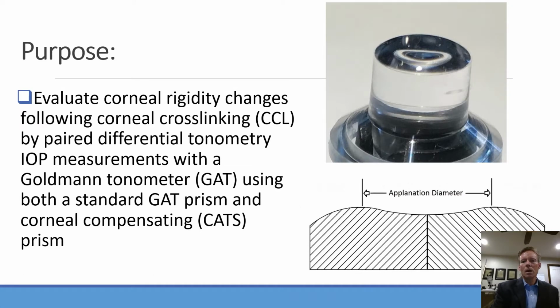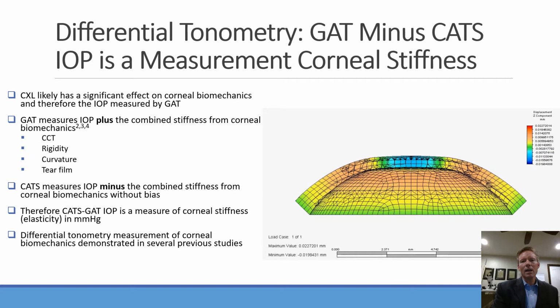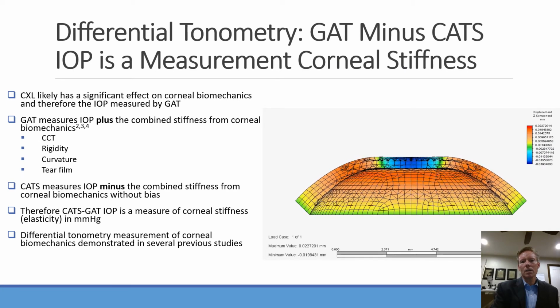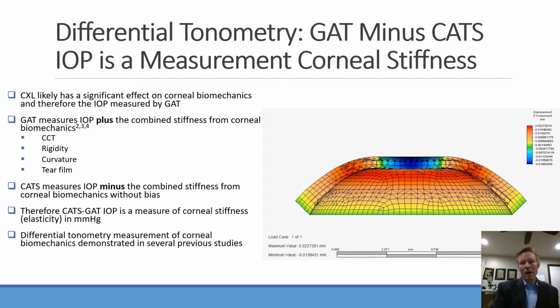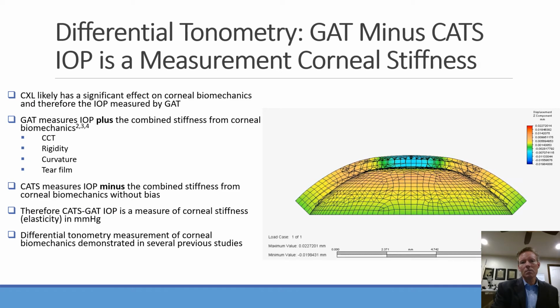Corneal crosslinking is a common procedure used clinically to stabilize early progressive keratoconus. This study was designed to evaluate corneal stress changes following corneal crosslinking by paired differential tonometry measurements. It is recognized that corneal biomechanical changes occur during corneal crosslinking with corneal flattening and reduction in surface irregularities. These biomechanical changes have been difficult to measure dynamically with Corvis ST and Aura.